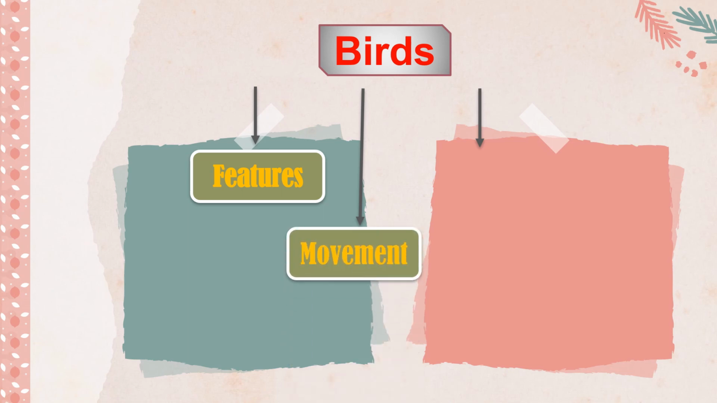Next is movement. They move by walking, jumping, running, or flying. Some of them can swim, like ducks and swans. Okay, next is breathing. They breathe through lungs.